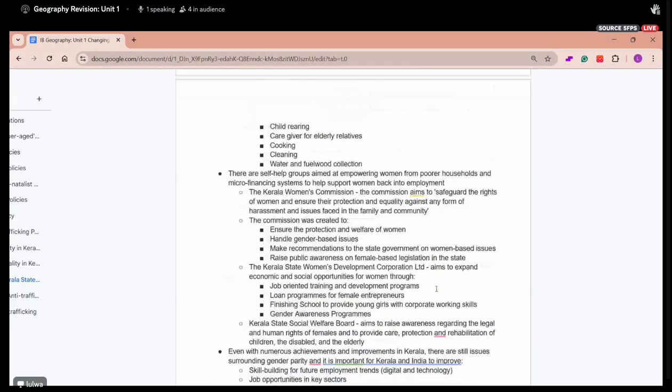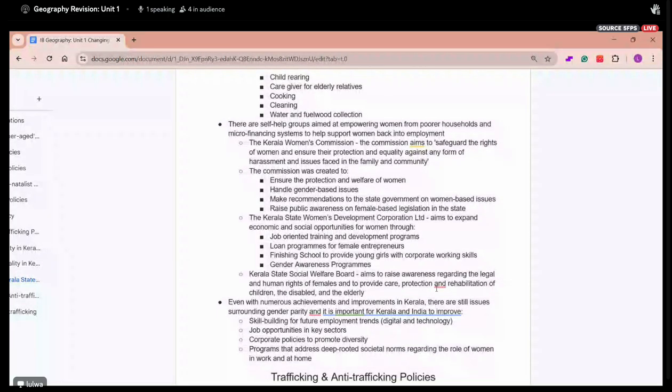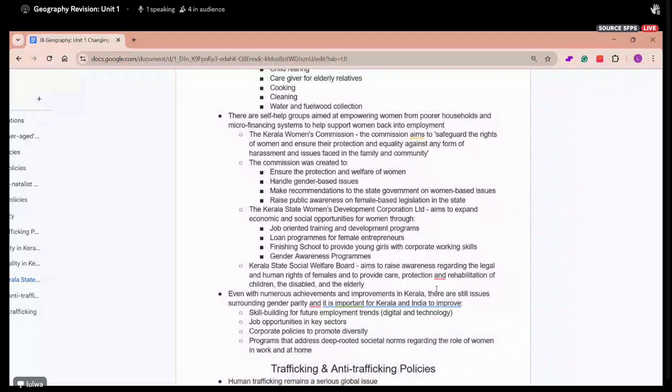There are self-help groups, and even with numerous achievements and improvements in Kerala, there are still issues surrounding gender parity. It is important for Kerala and India to improve through job opportunities, corporate policies, and programs that address deep-rooted societal norms. All right.